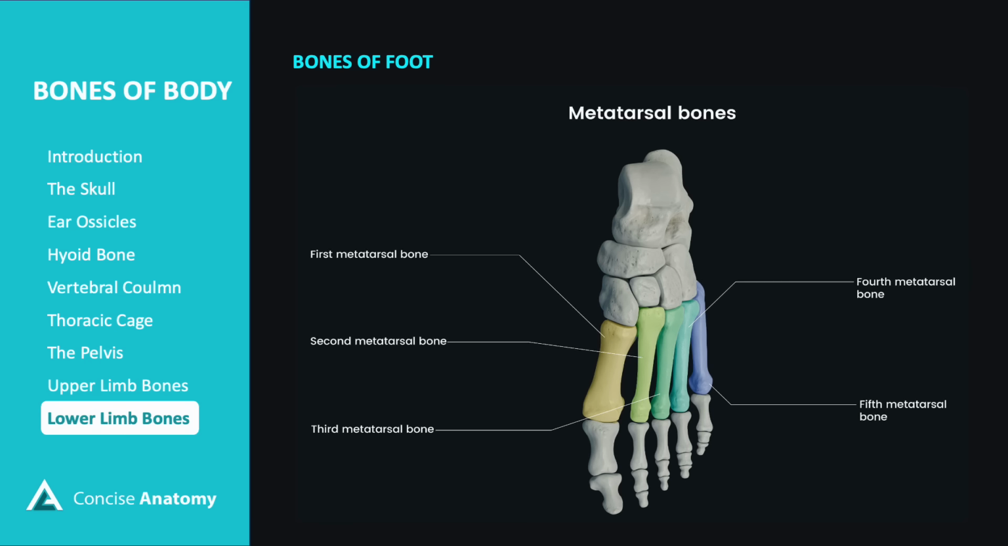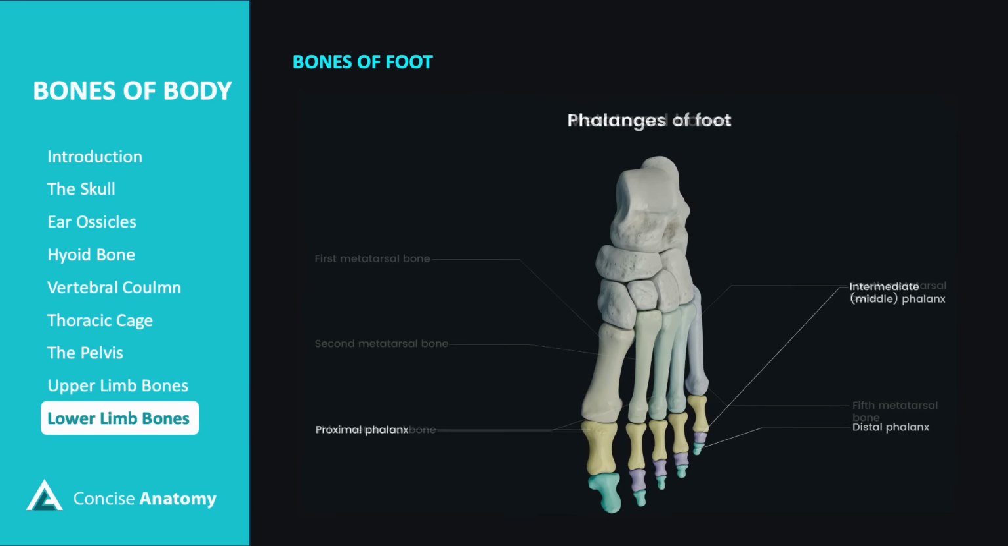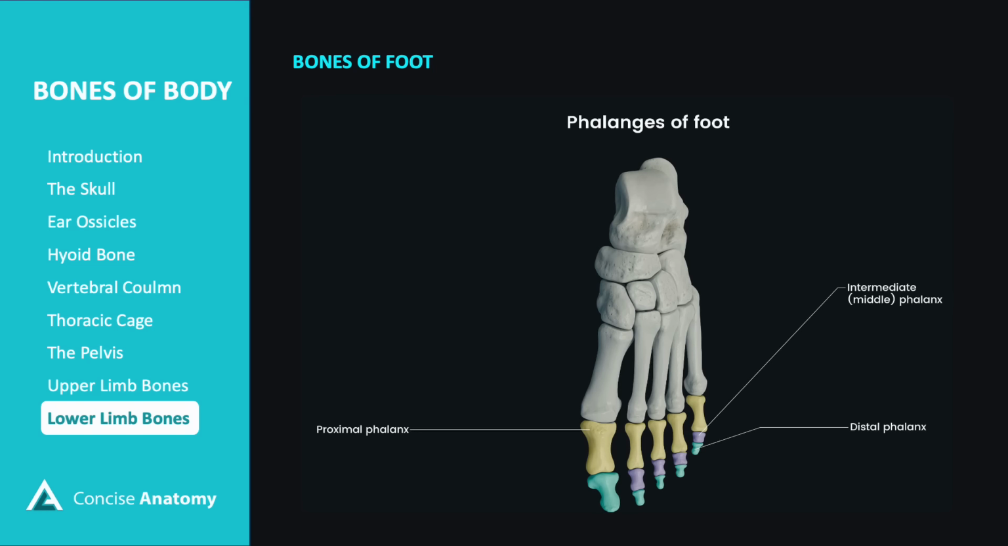The metatarsals are 5 long bones in the foot, numbered 1 to 5, starting from the medial, or big toe, side. The phalanges are the bones of the toes, with each toe having 3 phalanges, proximal, middle, and distal, except for the big toe, which has 2.